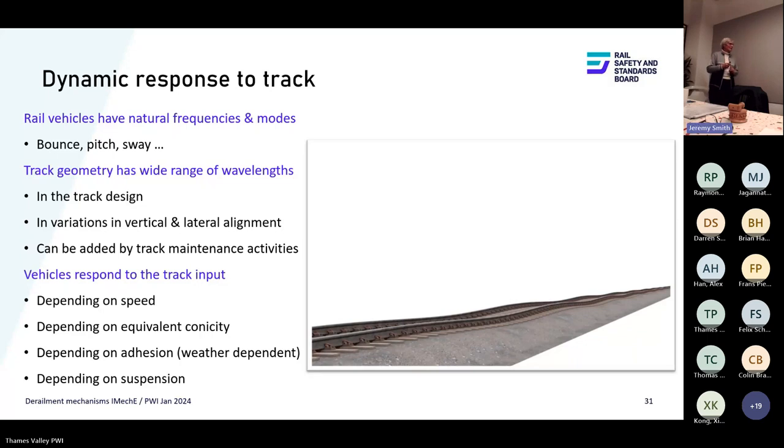And the vehicles respond to that, depending on their speed, depending on the wheel rail conditions, equivalent conicity, which I could go into another time, but not now, and depending on adhesion, how they respond, if it's wet or dry, high friction, low friction, and depending on suspension, design of the suspension and the state of the suspension, and for freight vehicles, depending on the loading.